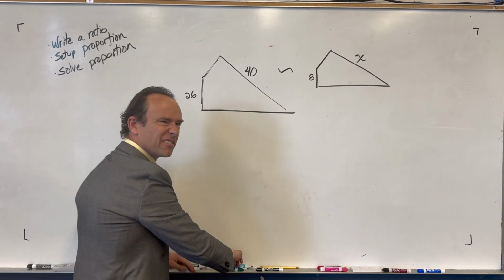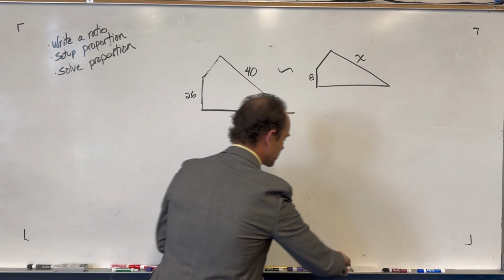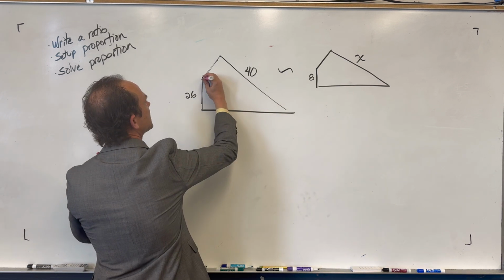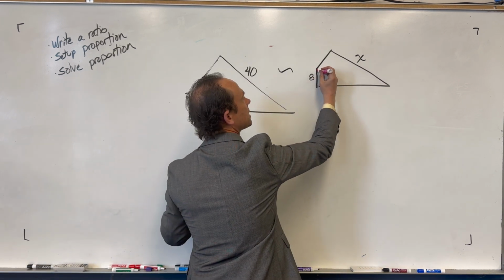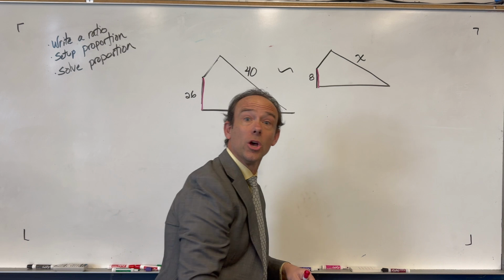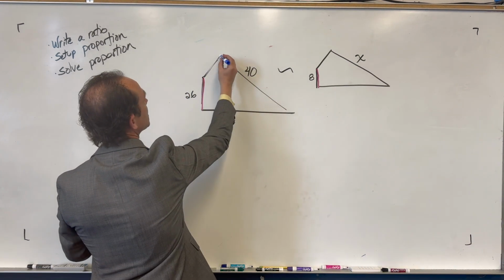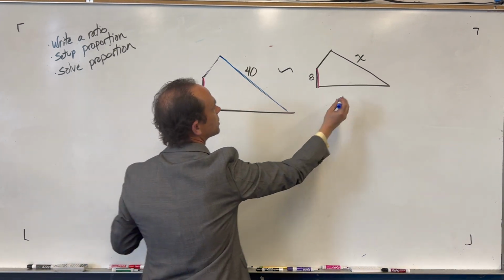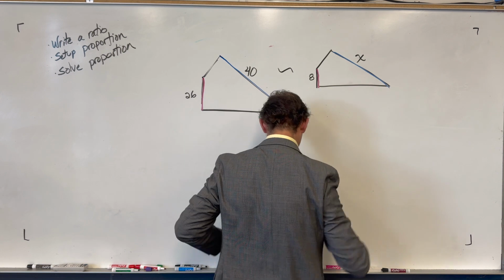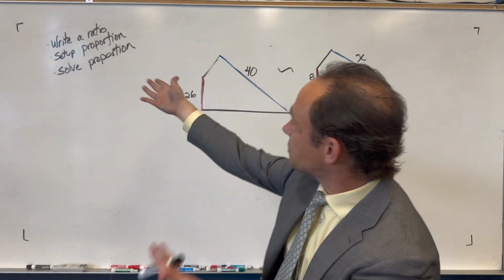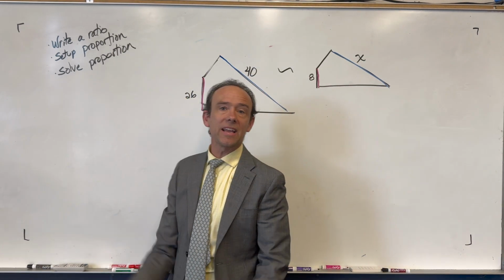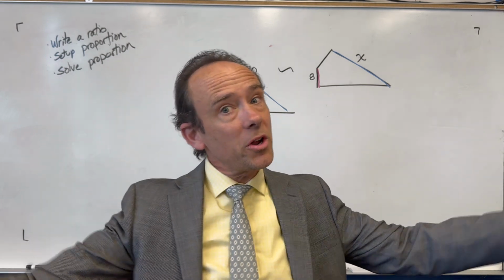I'm gonna save blue for scale factor, so let's use the pink. We really have that this side is gonna correspond here. Grab the blue and let's talk about the long side here corresponding there. So let's follow the recipe. Write a ratio. There's more than one you can write.